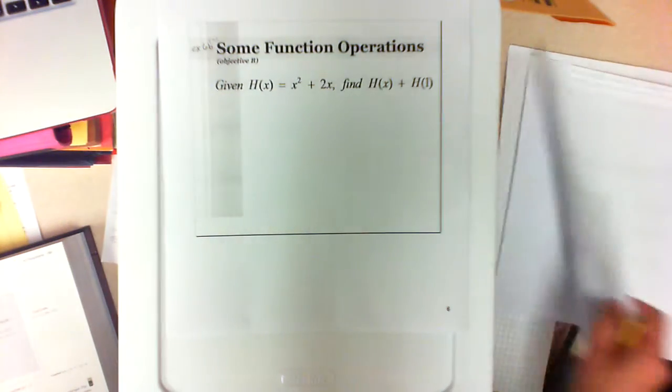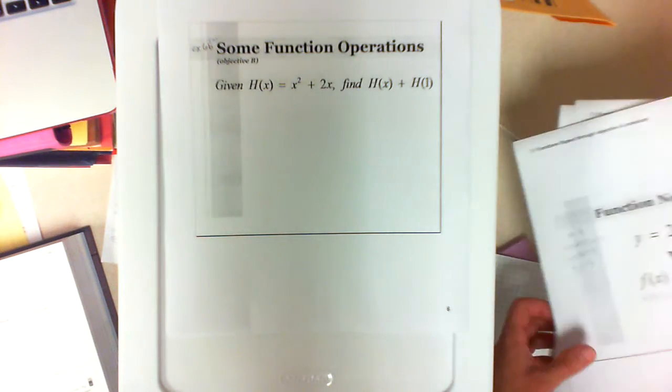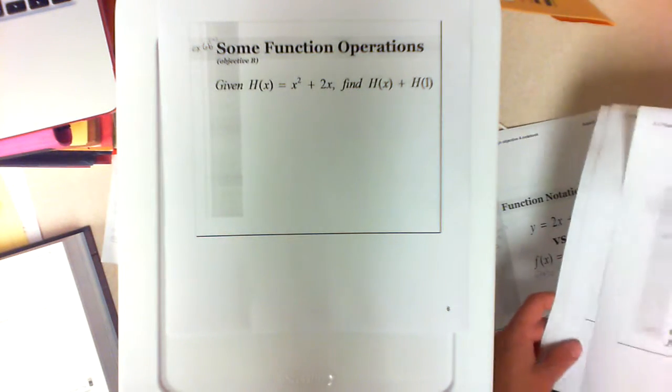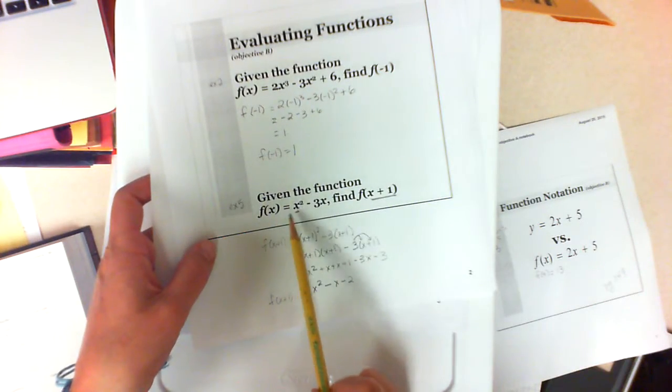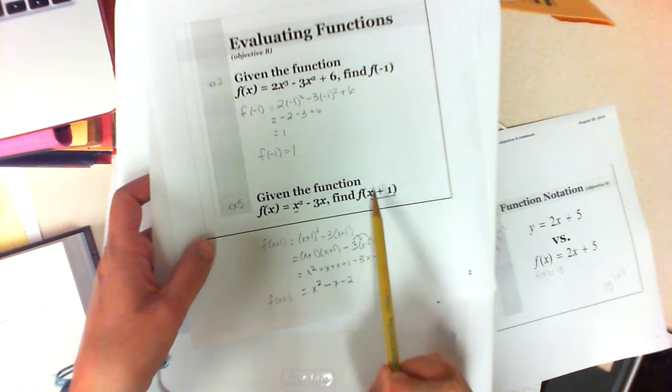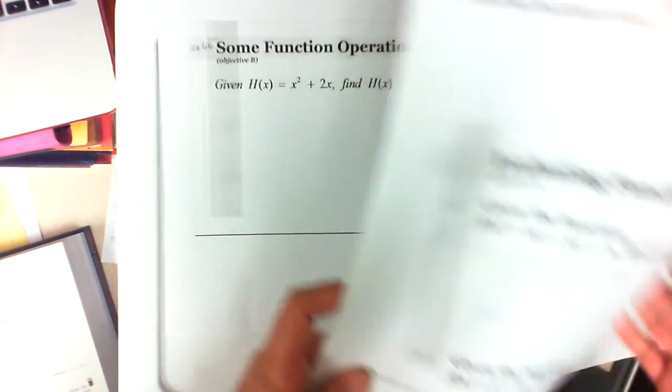So earlier on one of the examples, we talked about the difference between f of x plus 1 versus f of x and f of 1, and your book gave you the incorrect example. So we did f of x squared minus 3x. We found f of the quantity x plus 1, but if it's broken down of f of x and f of 1, we would do something different.